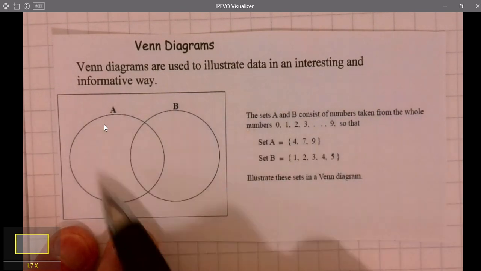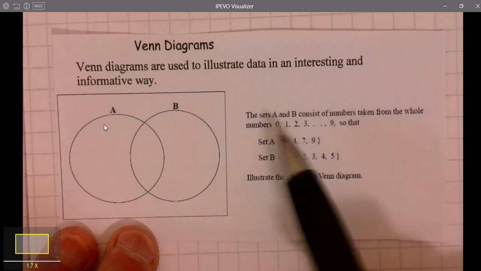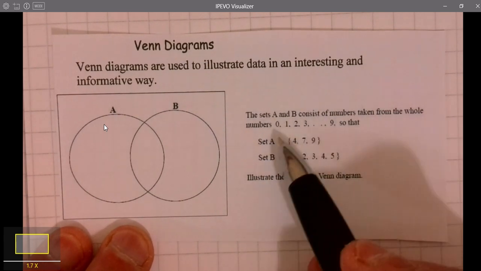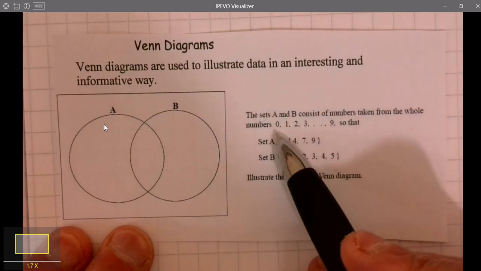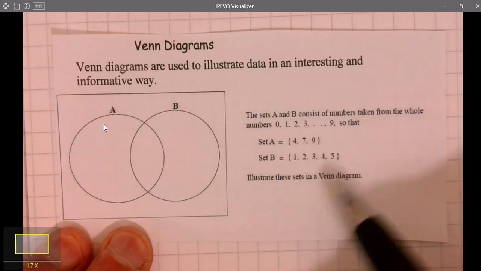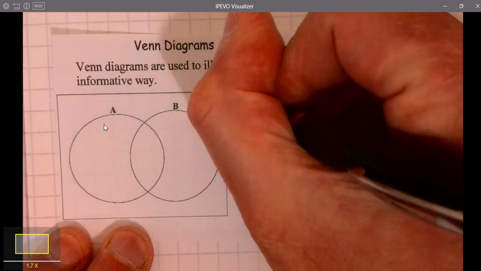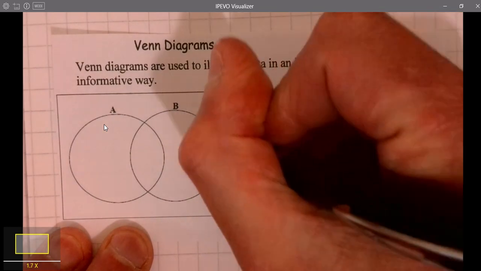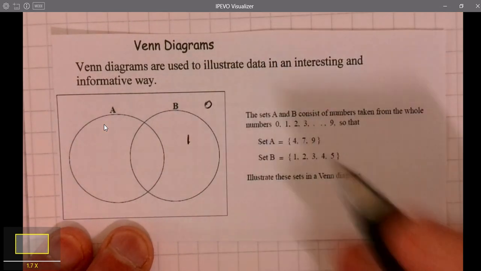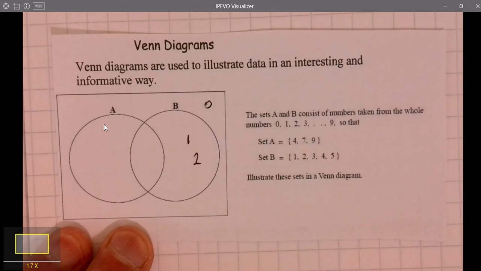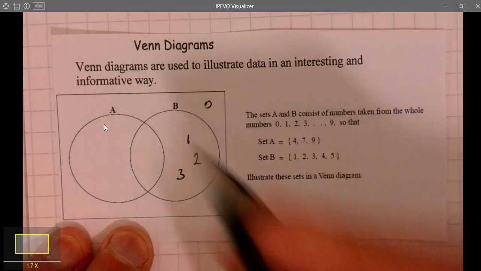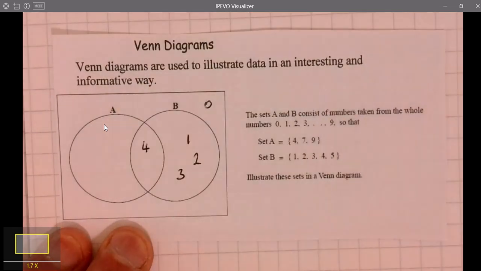So I've got set A, I've got set B, and altogether I've got the numbers 0 to 9. They've all got to go somewhere, so I've got to think about where. The easiest way is just to go through it in order. So start with 0. It's not in set A, it's not in set B, so it needs to go on the outside. And then 1 is in set B, but it's not in set A. 2 is the same. 3 is the same. 4 is in both. So 4, special, it goes in the middle.